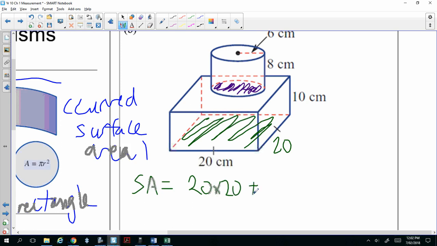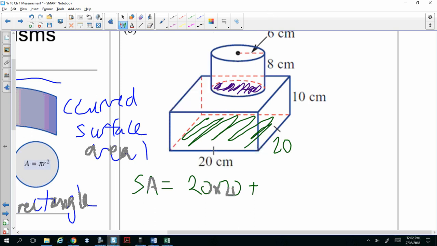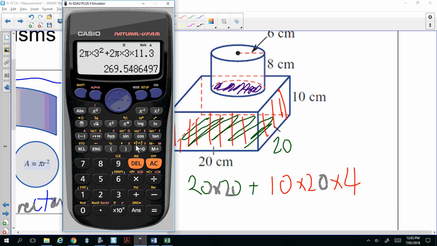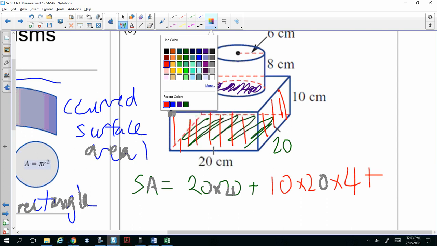And then you have the other faces, which I'm going to do in red. So you see these ones, right? This one, and there's 4 of them, and they're all the same. So you just go 10 times 20 times 4, because there are 4 of them. They're exactly the same. And then we're going to continue. Now we've got these faces, and then the next face we're going to add will be, let me see, I've used up the green. Maybe I use this one.